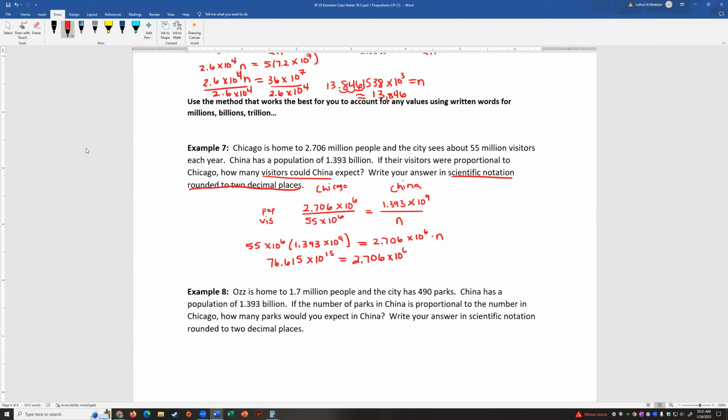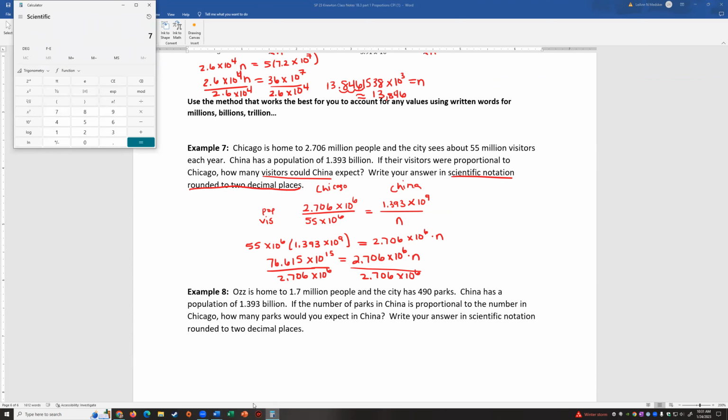Kind of using our rules we learned about scientific notation, we're going to divide by the 2.706 times 10 to the 6th. And remember, when we divide the numbers, we subtract these powers. So 76.615 divided by 2.706. And it goes out for a while.